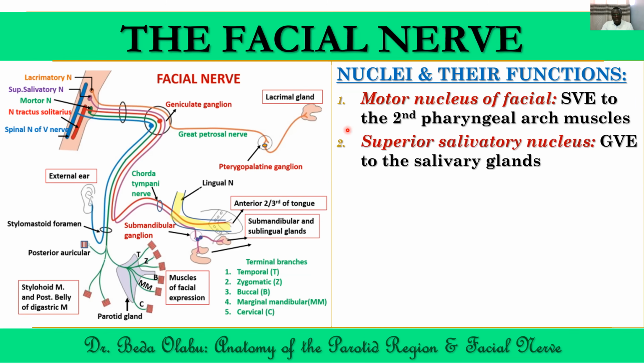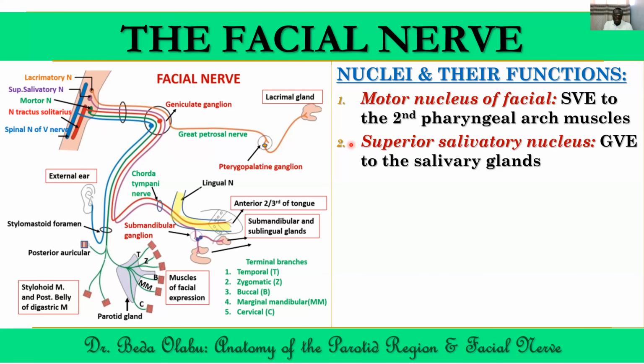We also have what we call the superior salivatory nucleus. The superior salivatory nucleus is a general visceral efferent nucleus. GVE simply means that it is giving rise to an autonomic outflow. Now for cranial nerves, this GVE will be parasympathetic outflow.